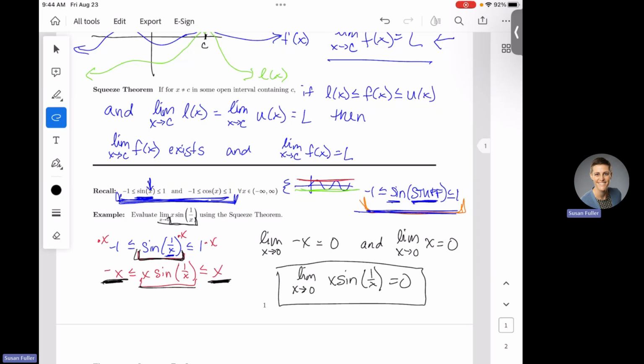So if we had a 3x squared out here instead of an x, you would multiply everything in your function by 3x squared. If I had the sine of 1 over x divided by -2x, then I would divide everything in this equation by -2x, and then evaluate the upper and the lower function at this x value. Take the limits of both, and as long as they match, they will squeeze that middle function to the same limit.